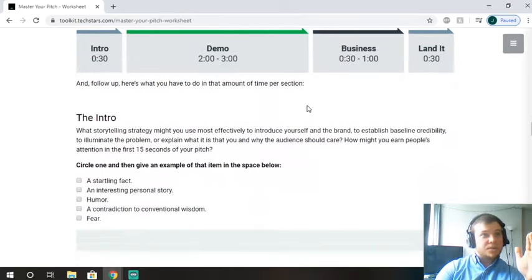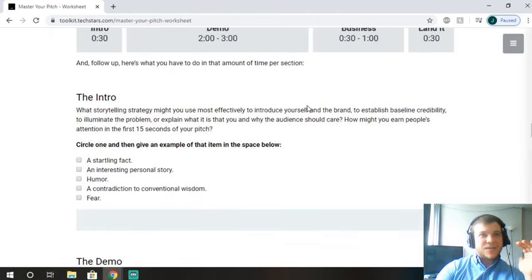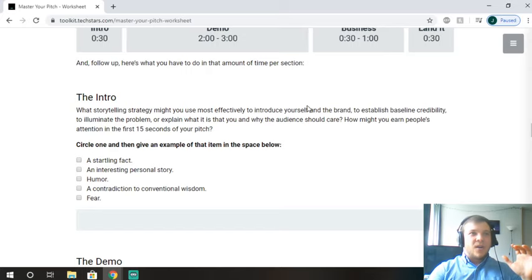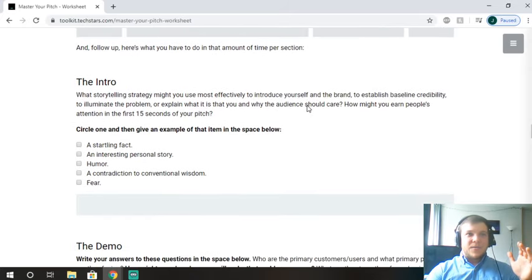We'll keep moving forward. When you go into the introduction, you start out with circling one of these. These are kind of prompts to help you start out. So circle one and then give an example of that item in the space below. So when you're starting, you can start out with a startling fact, an interesting personal story, some humor, make a joke, a contradiction to conventional wisdom, or some fear, right?